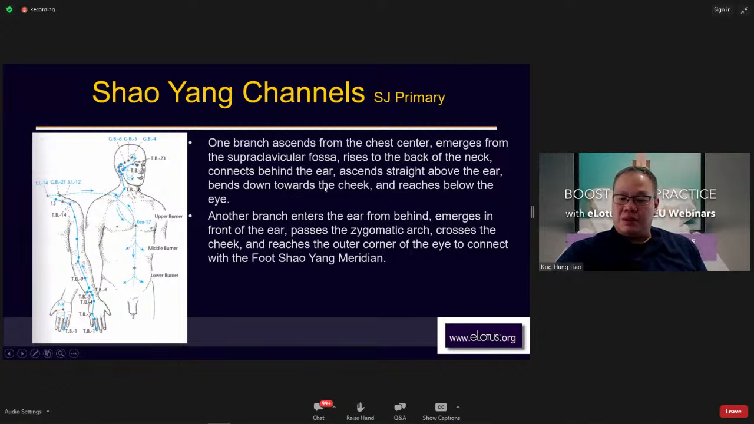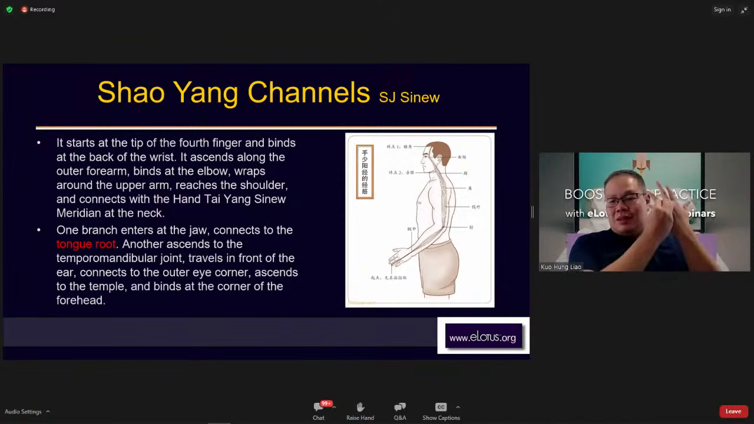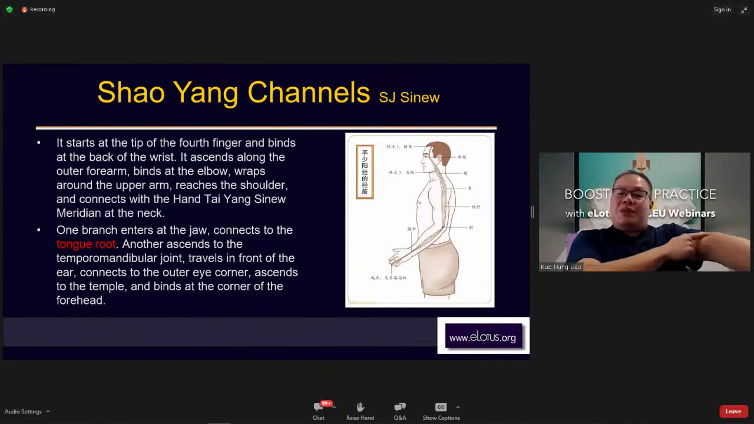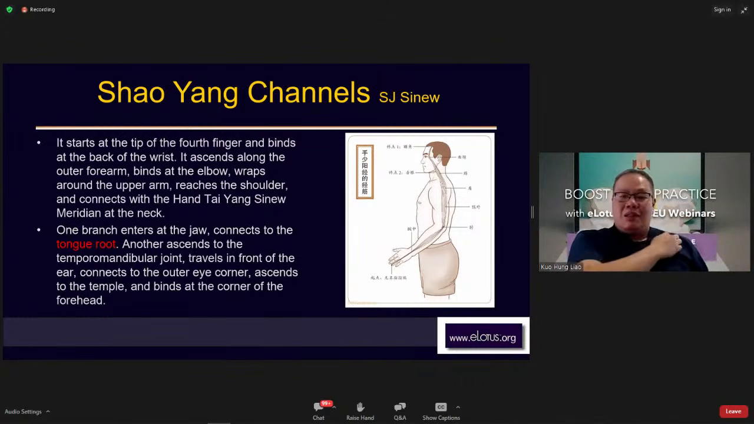Then let's go to the sinew. Oh, not fascial. We call it the sinew, the Jingjin. The Jingjin basically follows a similar line, you can see, but it's more muscle-like. It starts on the tip of the fourth finger, and same thing, goes between, as I said, the extensor muscle and flexor muscle, goes up through the forearm, between the flexor and extensor muscle, and up to the shoulder.